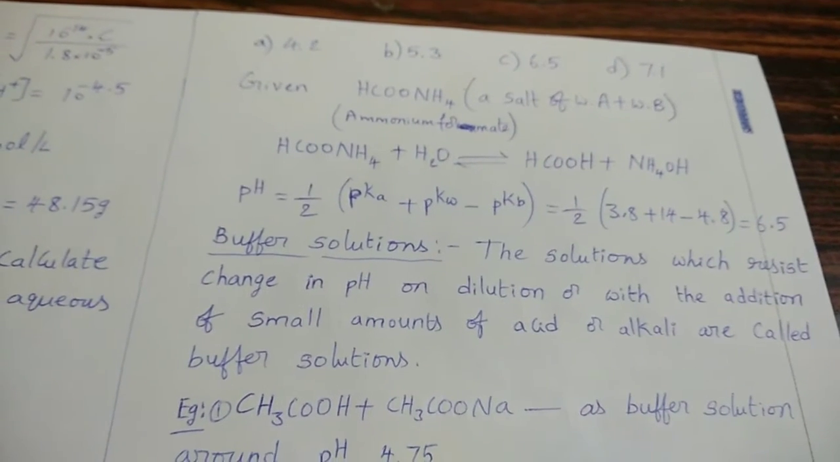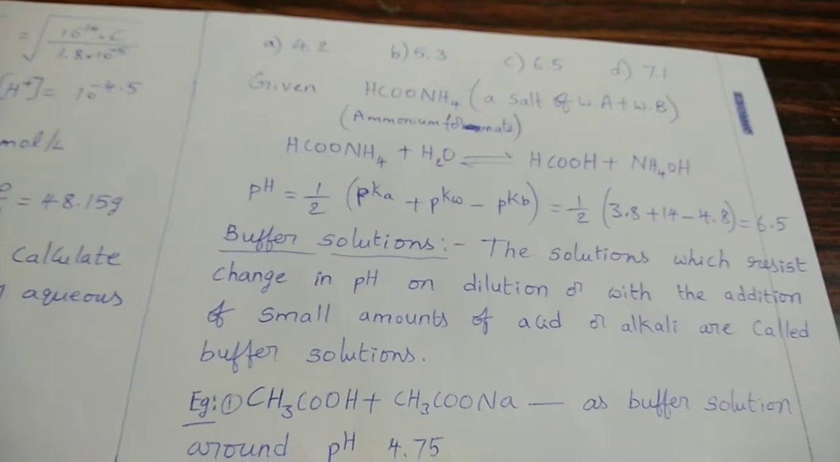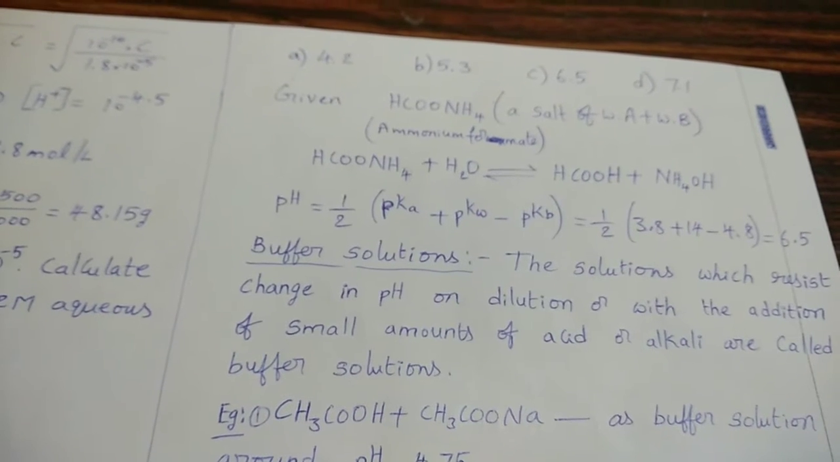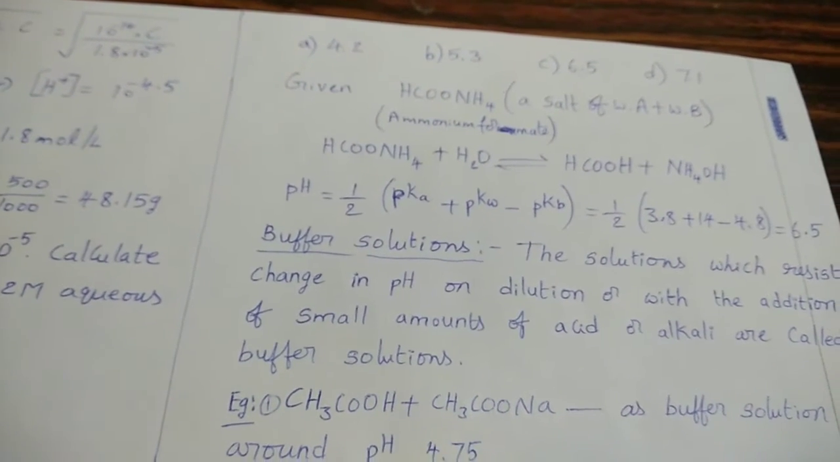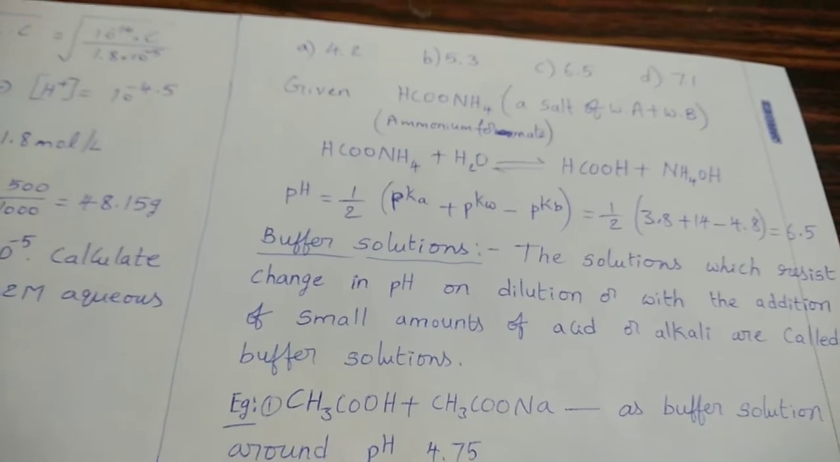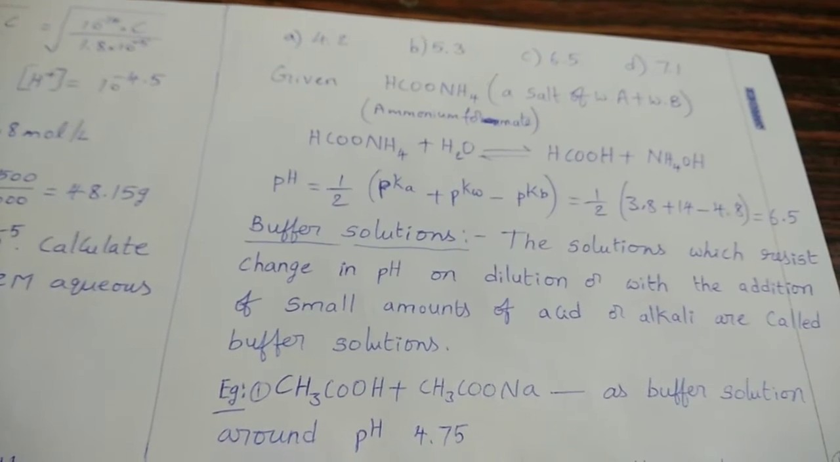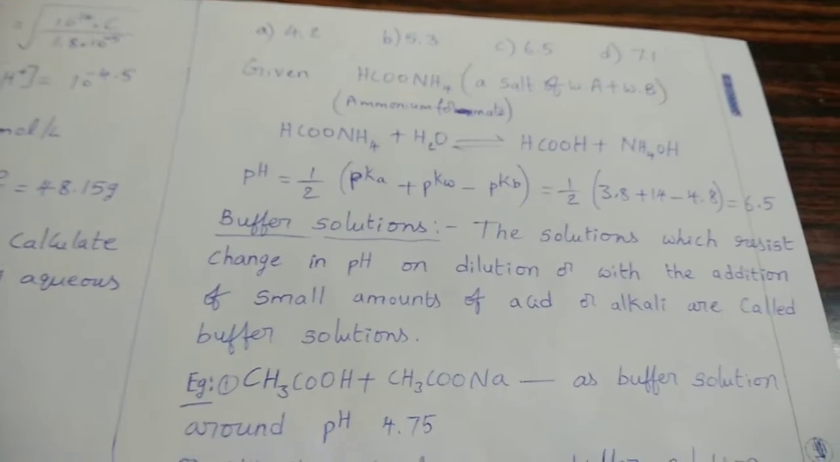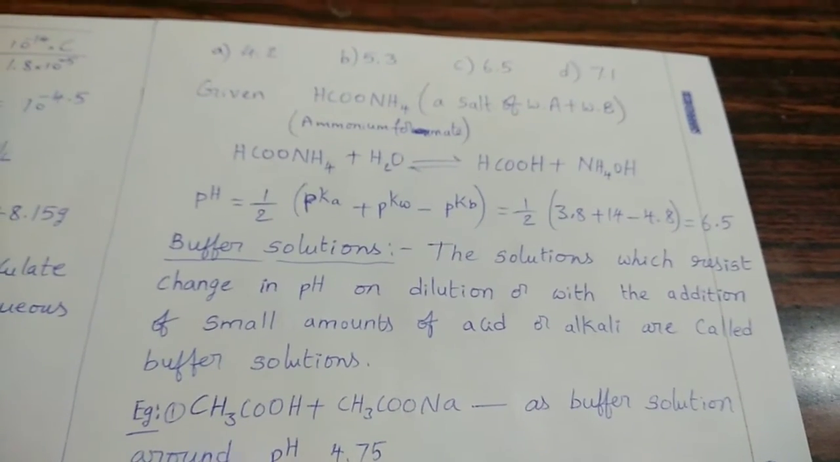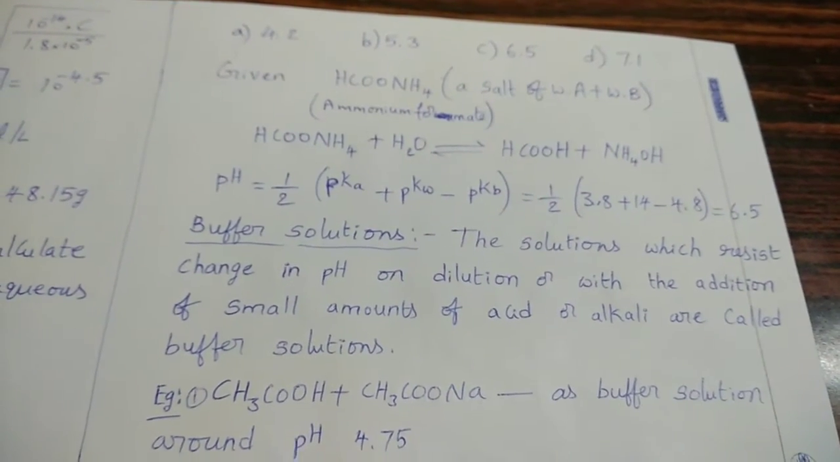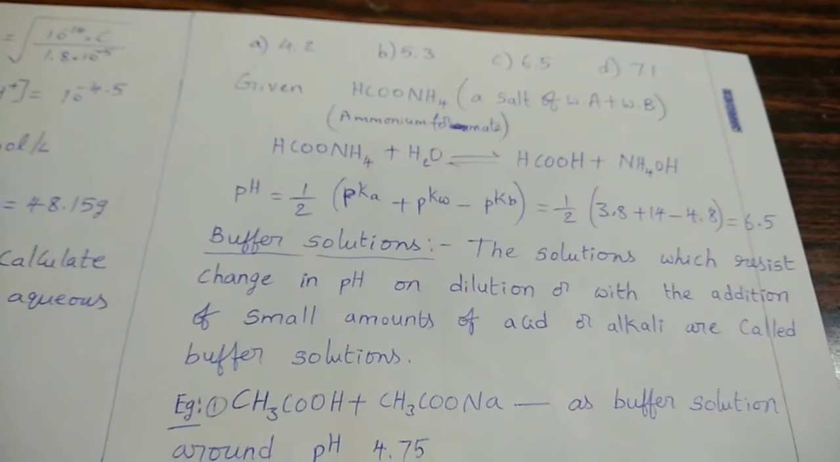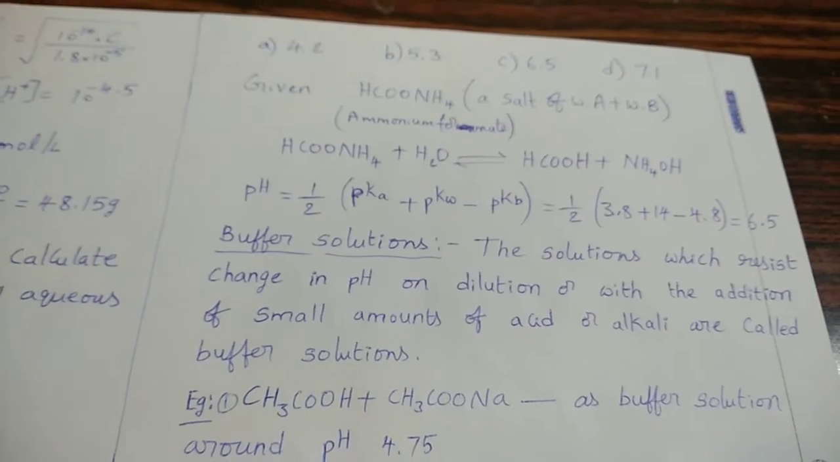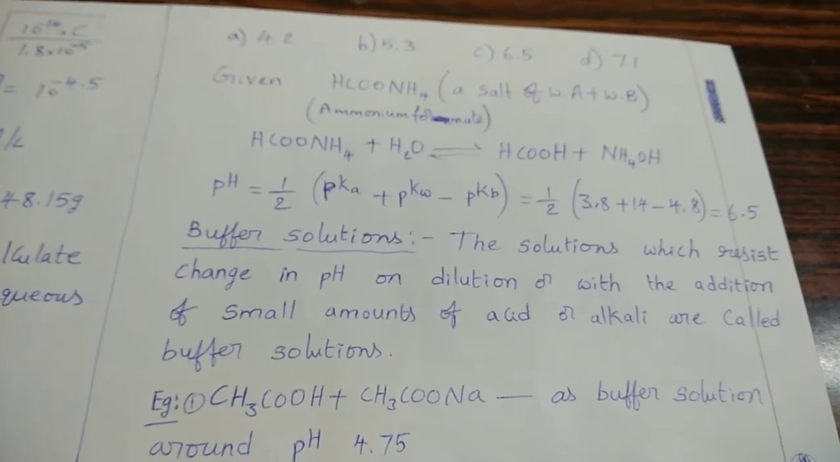Otherwise, if we add alkali, a basic substance, to a particular substance, then OH minus ion concentration is increased. OH minus increased means H plus ion concentration decreased. Then the pH value increased. So in this way, in case of dilution or addition of a small amount of acid or alkali, to prevent the change in pH of a particular substance, we can use this buffer solution.